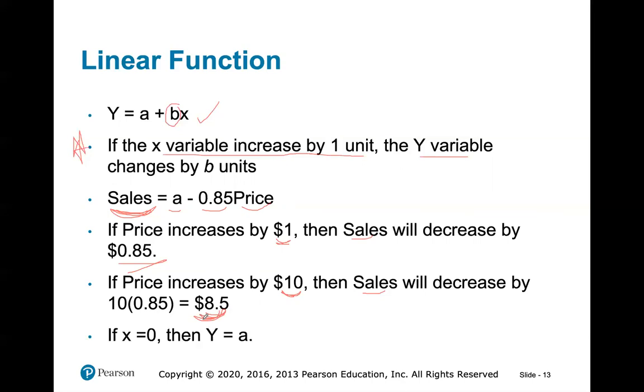Now, if x equals 0, then this equation becomes y equals a plus 0 times x, and then y equals a. So if we set no price, our sales will just equal a. If a has a number, that is what our sales is basically going to equal.